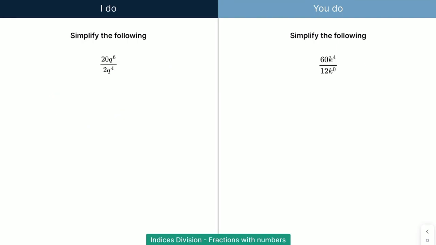So moving on, again, now it's just written as a fraction. So the exact same rule, 20 and 2. So that's just going to become 20 divided by 2, which is 10. And then if I look at the q, that's just going to be 6 take away 4, which becomes q to the power of 2.